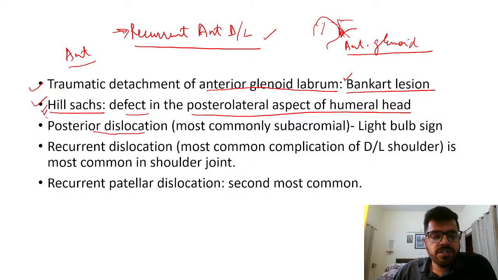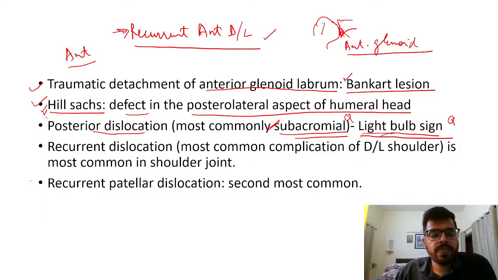Then there is posterior dislocation, which is less common. Most commonly it is subacromial type, and there is light bulb sign. These two things you need to remember. Questions have been asked multiple times about the most common posterior dislocation, that is subacromial type, and light bulb sign is seen.